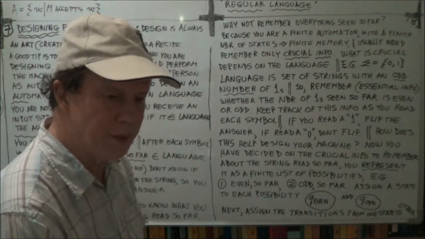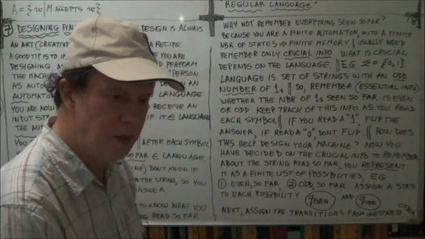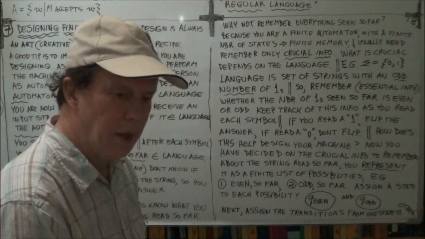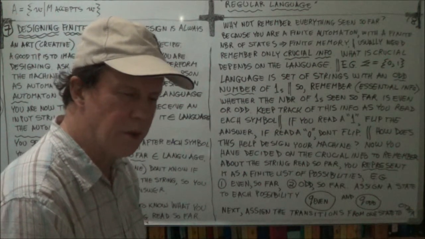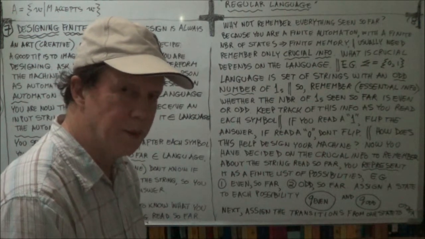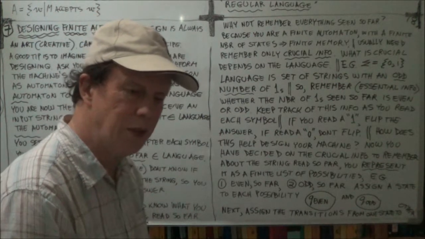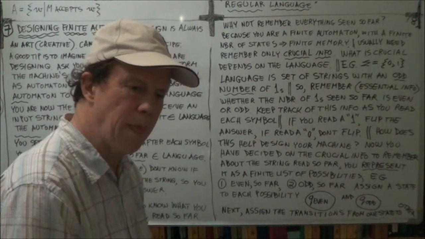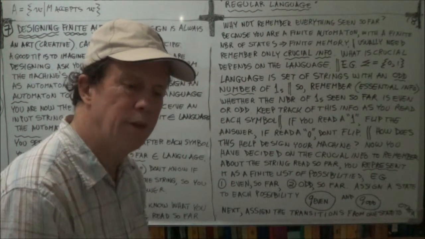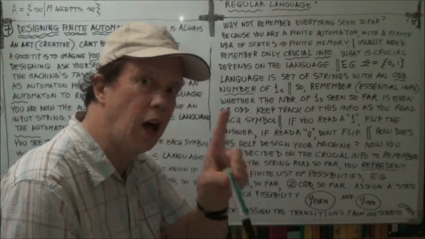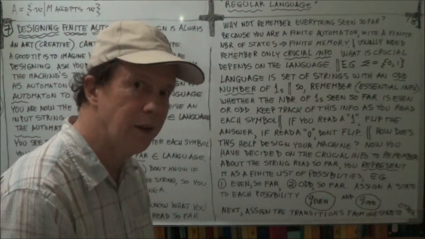Okay, now be the automaton yourself. So the zeros and ones come in one at a time. What information do you need to store that's critical? Well, the designer in you would say, you don't have to store all the information. All you really need to know is whether the number of ones that have come in so far is odd or even. That's the critical piece of information, right?